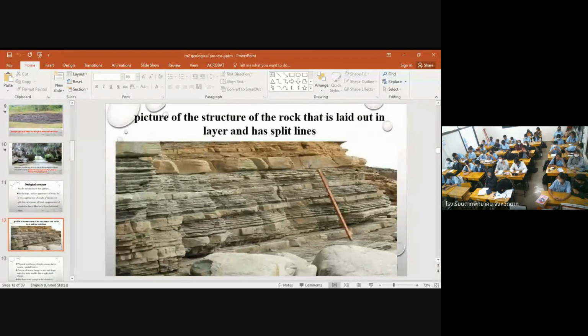We have a picture of the structure of a rock that is laid out in layers and has split lines. So this is the example. If you look at the rock, the layers are horizontal, and every layer has its split line, laid out in layers.